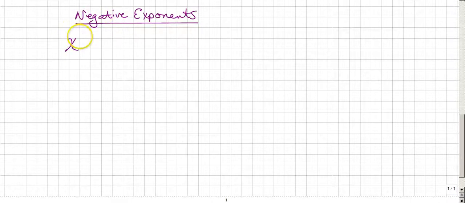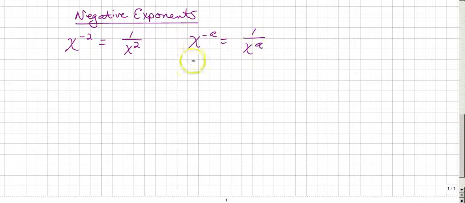Example, x to the negative 2 means 1 over x squared. Or, in general, x to the negative a equals 1 over x to the a. So a negative exponent simply means you reciprocate the expression. Or you can just say you flip it over. So x to the negative 2 becomes 1 over x squared. Alright, that is it. That's the only property.